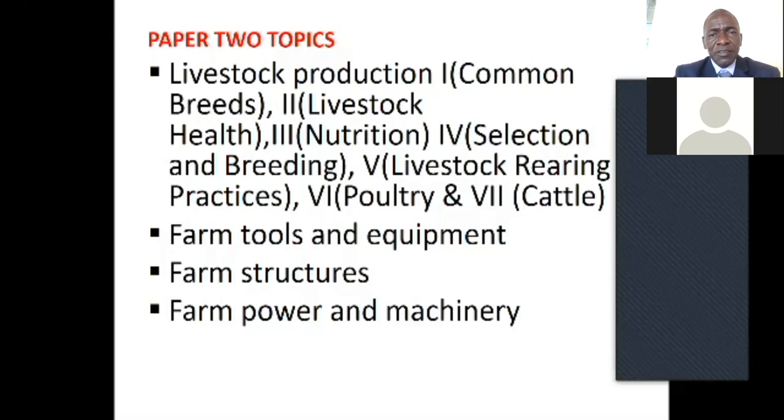That is followed by nutrition in Form 2, selection and breeding, livestock rearing practices in Form 3, and then finally poultry and cattle. Now, the other topic that is tested in paper 2 is farm tools and equipment. Also, farm structures, and lastly, farm power and machinery.